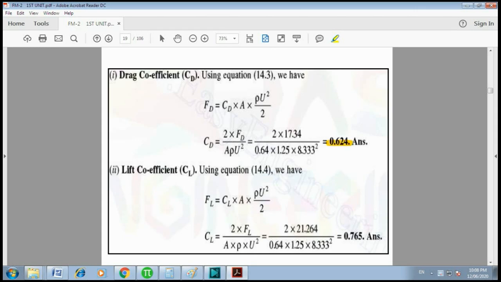Then lift coefficient, again this formula we are using. CL we have to calculate. Lift force we have already calculated. We insert that value into the formula, and the rest of the values are already given. So CL is equal to 0.765.